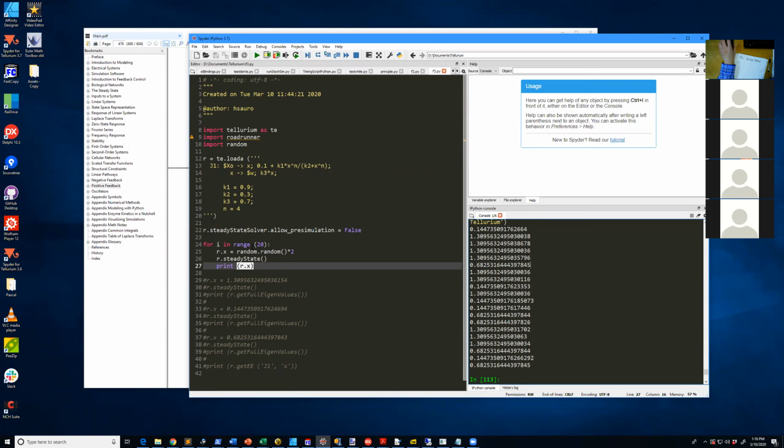So all I've done here, I'll say it again, is I've asked it to compute the steady state 20 times. And each time I'm starting the search at a different random point. So you can imagine the Newton-Raphson here has been asked to start at a different point each time. And sometimes it'll reach this steady state, sometimes it reaches this steady state, sometimes it reaches this steady state. So there's actually three steady states here.